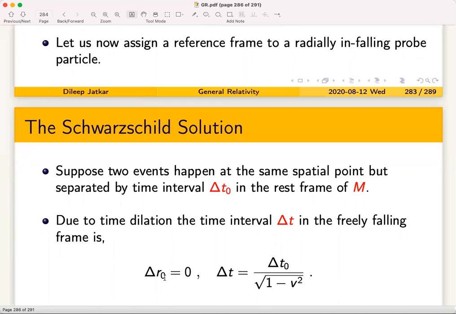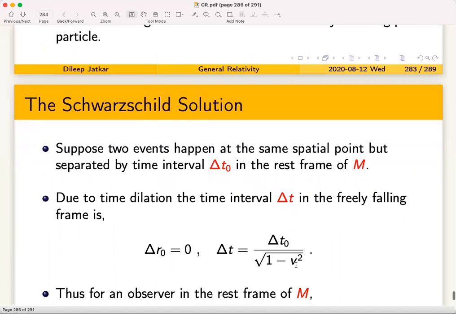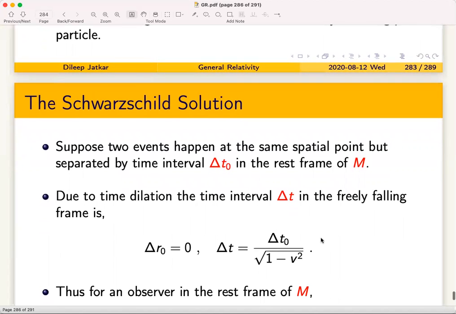There is a delta R, but I don't want to look at that right now. I just want to look at delta T, and that tells me that this quantity would be this. This is just a statement of time dilation. Is that fine? Okay.